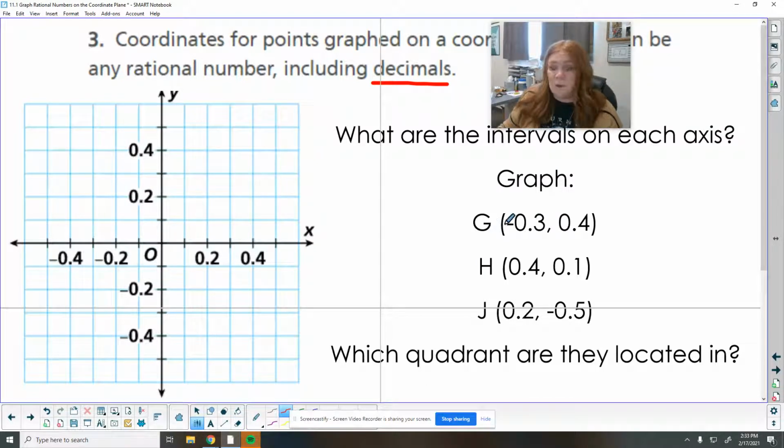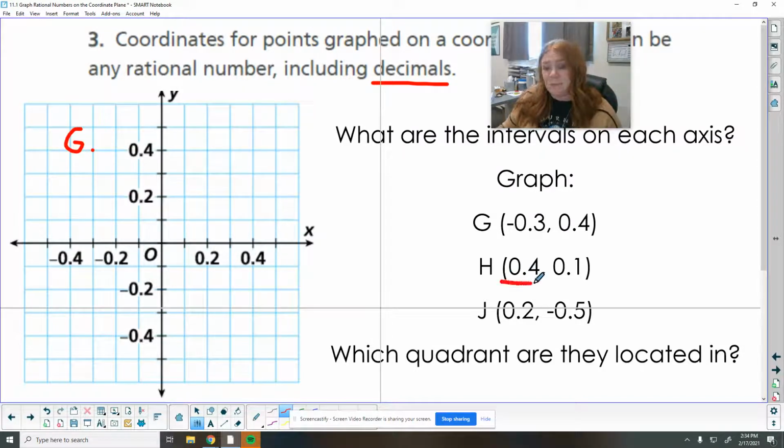So we're going to do G, which is -0.3. So we're going over here is 1/10, 2/10, 3/10. And then we have up 4/10. This is positive 4/10. We want to go up. So we're here at -3/10, up 1, 2, 3, 4/10. So right there is where we have G.